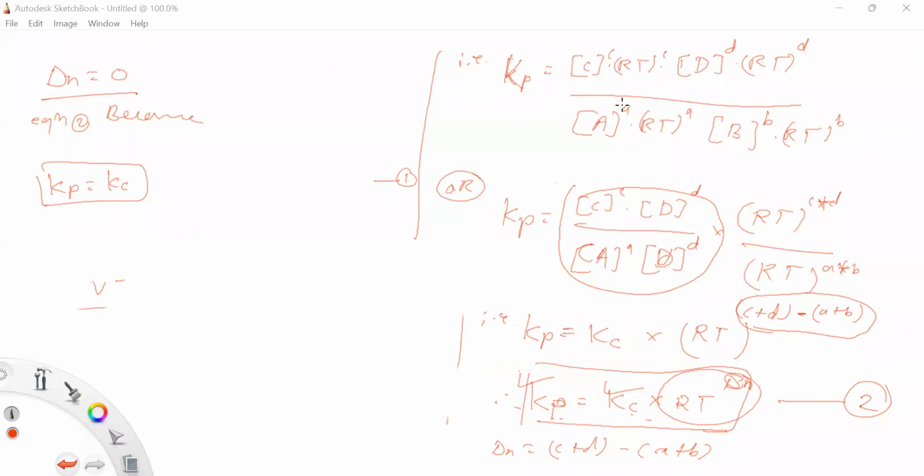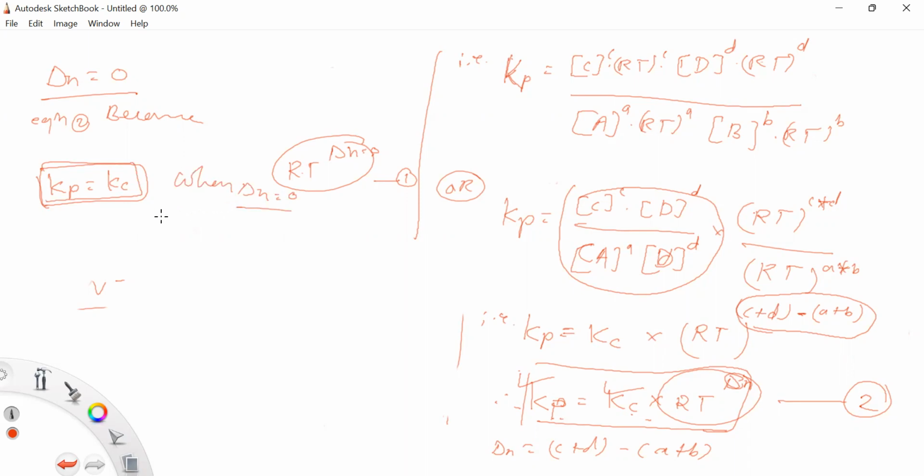So this equation number 2 becomes, when delta n is equal to 0, Kp is equal to Kc, because RT delta n is 0. If it is 0, then this whole factor is 0, and therefore Kp is equal to Kc. This is the relation between Kp and Kc when delta n is equal to 0.